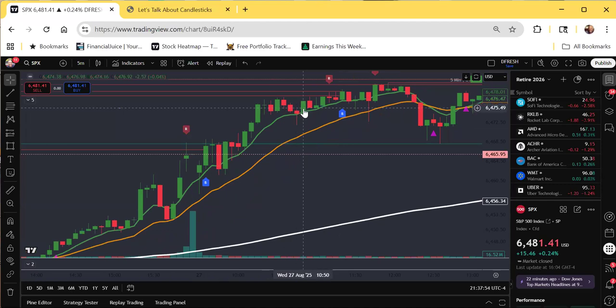Imagine yourself getting in about here, because this candle's opening up green. Look over to your right-hand side. You see that little white label where it says 64.75? And you just look to where it went. You see that red resistance line? And you look over to the right, you see your price is 64.77. That's $2 right there.